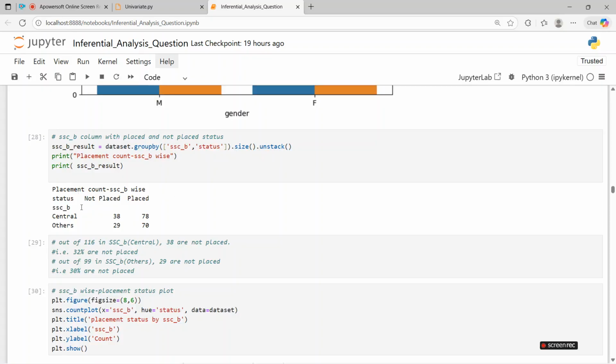format. So here, out of 116 in SSCB central, 38 are not placed. Out of 99 in SSCB others, 29 are not placed. So in SSCB central, 32 percent are not getting placed. In SSCB others, 30 percent are not placed. So comparatively, students in SSCB central are likely not getting placed compared to students in SSCB others.